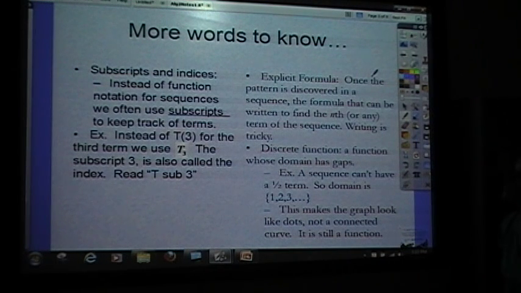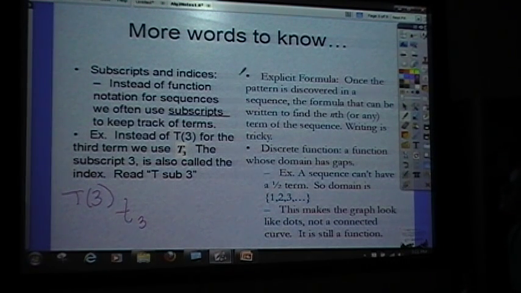Okay, subscripts and indices. There are different ways and shorthand ways we write these. Instead of function notation, a lot of times with sequences we use subscripts. So instead of writing T of 3 for the third term, which you can, there's nothing wrong with doing that, usually we write T little 3, and that means the third term, and we call it T sub 3. So when we have sequences, we do use subscripts.